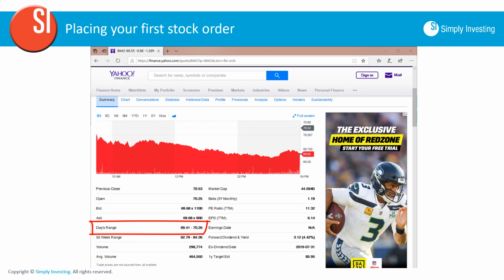So looking at the day's range, I would feel comfortable putting in a maximum price of $71 per share or even $70 per share. There's no point in putting in $49 because we know the stock is not trading at that price. And if you put in a stock order at 49, the order would not get fulfilled. So what we're going to do is put in the maximum price we're willing to pay, and we'll go ahead and put in either $70 or $71 as the maximum price.